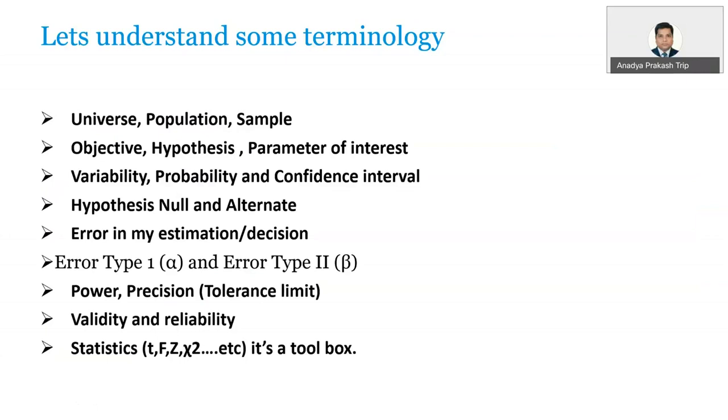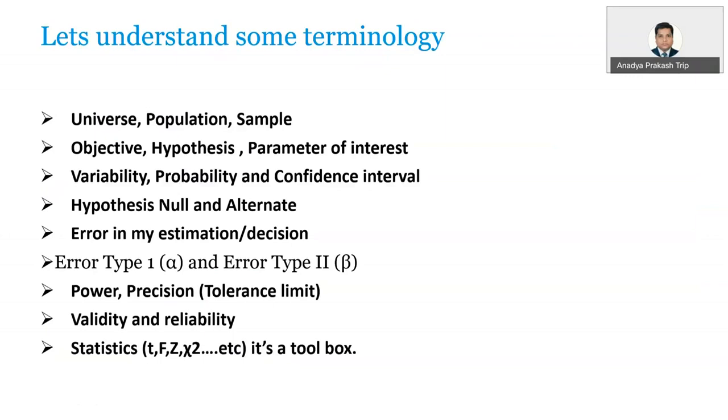So when we withdraw a sample, our sample should be representative of the population. If it is representative of the universe, then your universe and population are the same. But sometimes it may differ. It should be a true representative of the population. If it is not a true representative, there are some consequences. We will discuss later. Then objective, hypothesis, and parameter of interest.